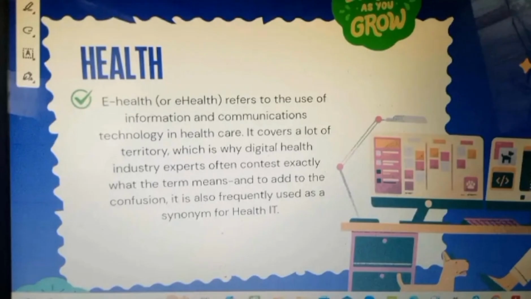So this is my topic, e-health. E-health refers to the use of information and communication technology in healthcare. It refers to using technologies such as computers, smartphones, and telecommunication networks to support or enhance healthcare. For example, you can book an online appointment for your medical checkup.